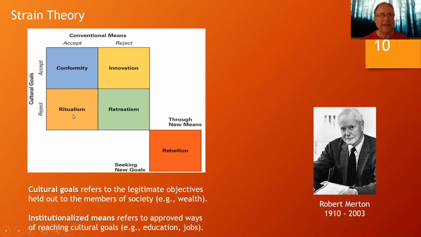All right, if we move down to ritualism, here we are accepting conventional means but rejecting cultural goals. Ritualism is people who believe that they cannot achieve the cultural goal of becoming, let's say, rich. Therefore, they obsessively stick to the rules, the conventional means, in order to at least feel respectable.